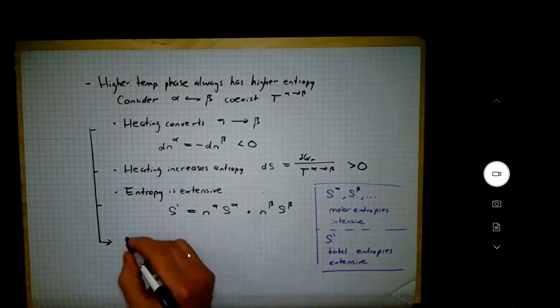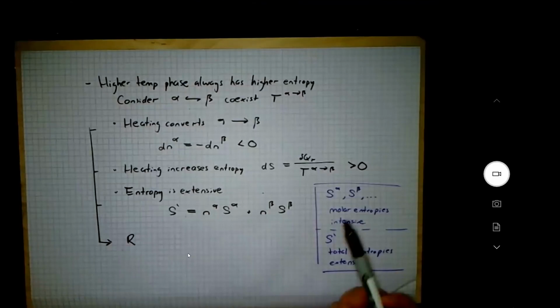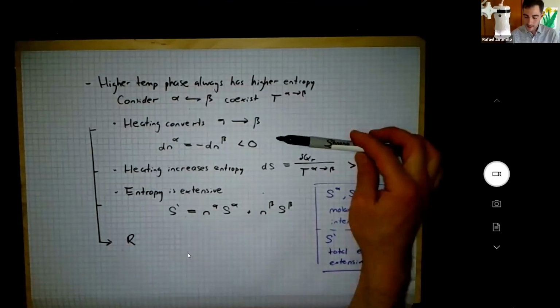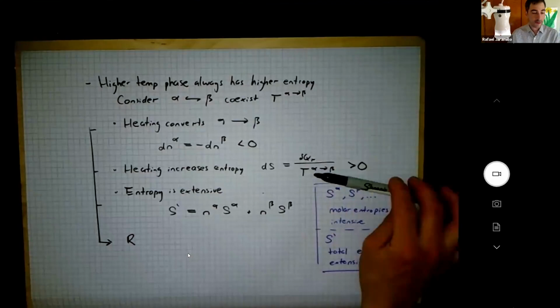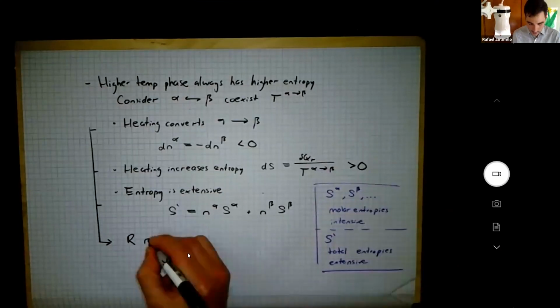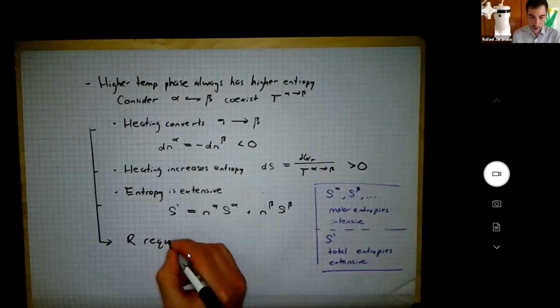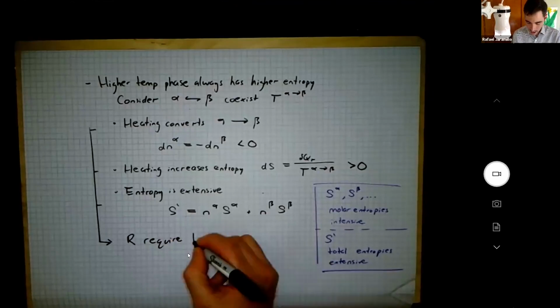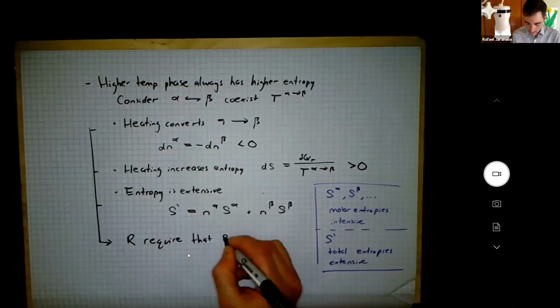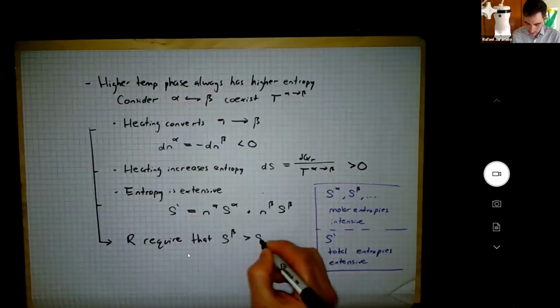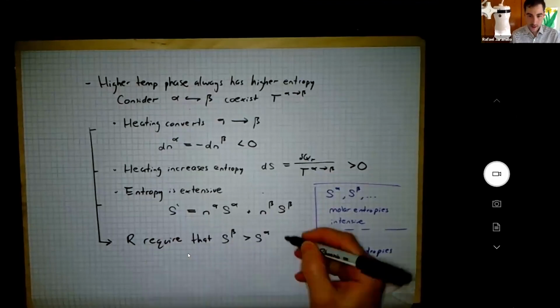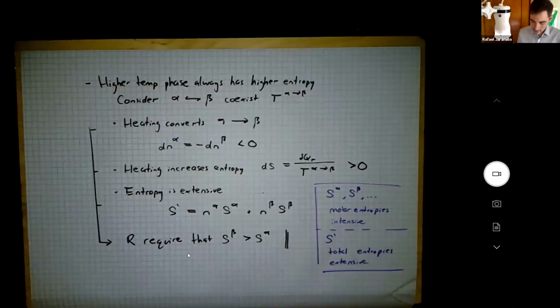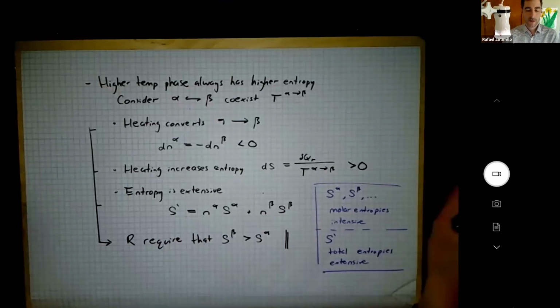So all these facts, that I'm heating, that beta is a high temperature phase, that heating increases entropy, and that entropy is extensive, require that S of beta is greater than S of alpha. Hopefully that's intuitive. If I'm converting from alpha to beta and I'm increasing the entropy, then beta has to have more entropy than alpha. That's all there is to it, really.